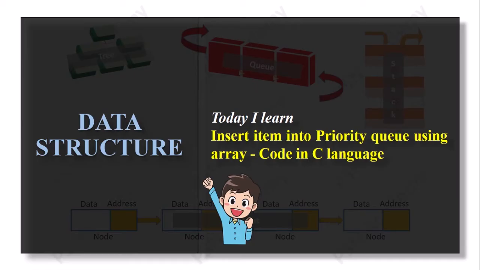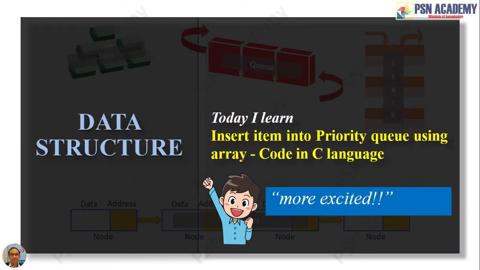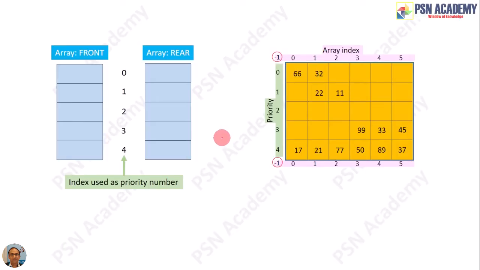Welcome back. In this video, I will show you how to write code in C for inserting an item into a priority queue using an array. In the previous video, I gave you the idea of how to implement the priority queue using a 2D array. So here you have the array where this side will denote the array index and this side will denote the priority numbers.